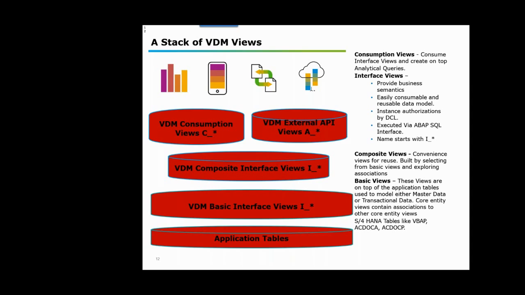But the one thing you should understand is reading the naming conventions. Anything we are creating as an interface view should start with I underscore star. The consumption view is C underscore star, and any external APIs we are creating should start with A underscore star. So when we are checking some standard views, we will always see, for example, material as I underscore material, which would be available in one of the standard CDS views. Correct. So this is going to help you categorize the already available standard content.